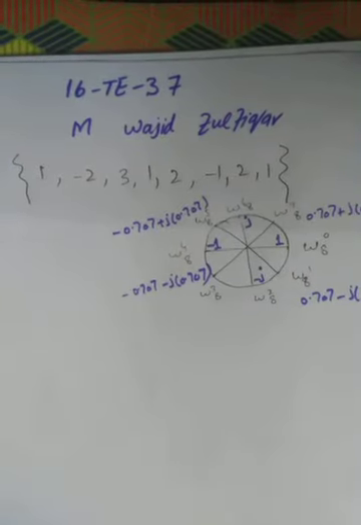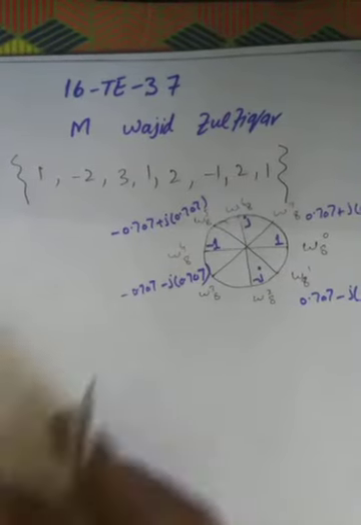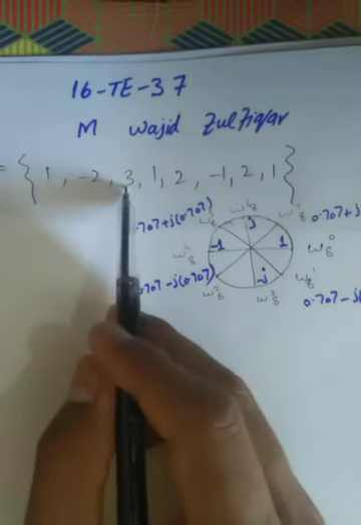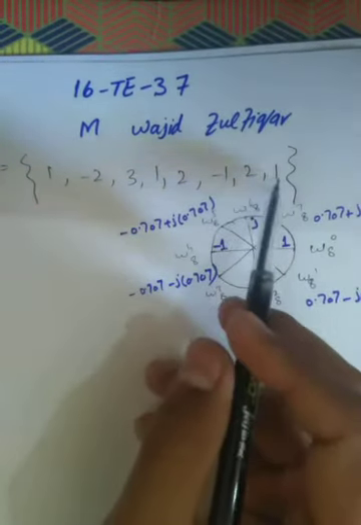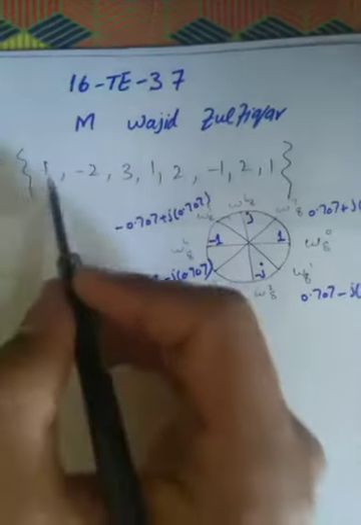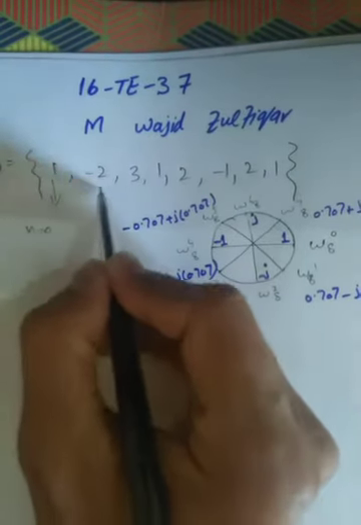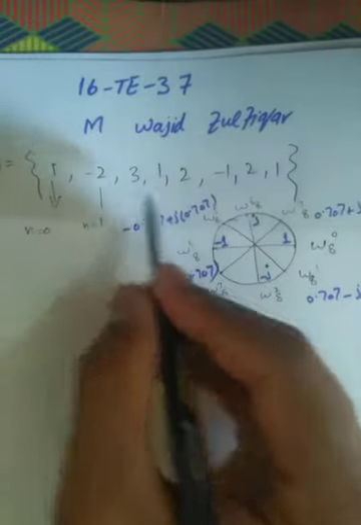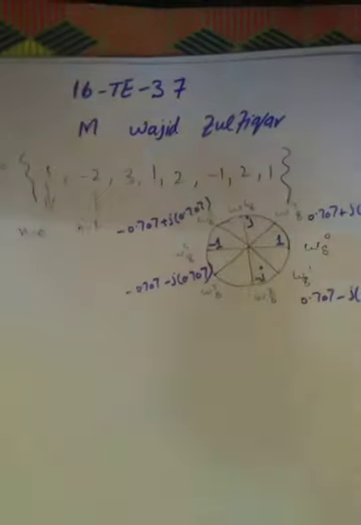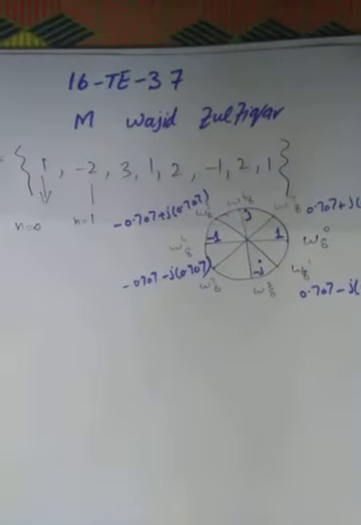First of all, look at the example. We have the samples 1, -2, 3, 1, 2, -1, 2, and 1. For this sample, n is equal to 0 we have 1, n is equal to 1 we have the value -2, and so on, till n is equal to 7.